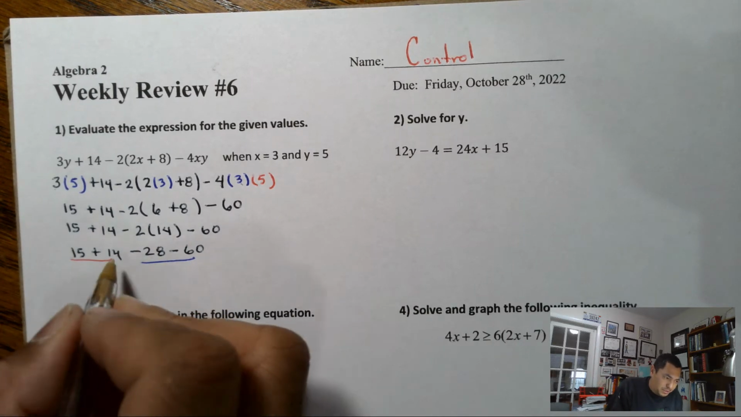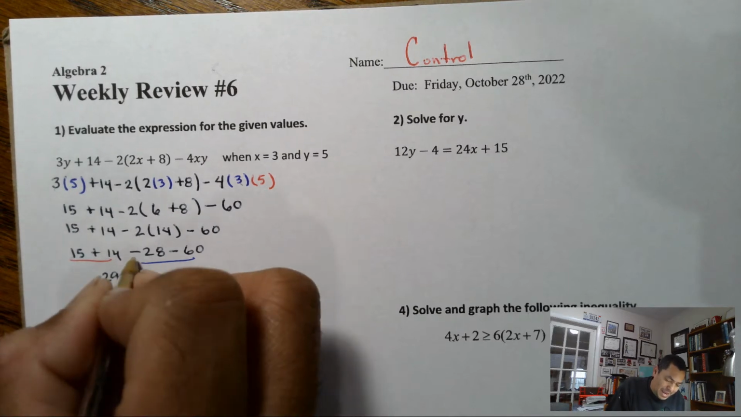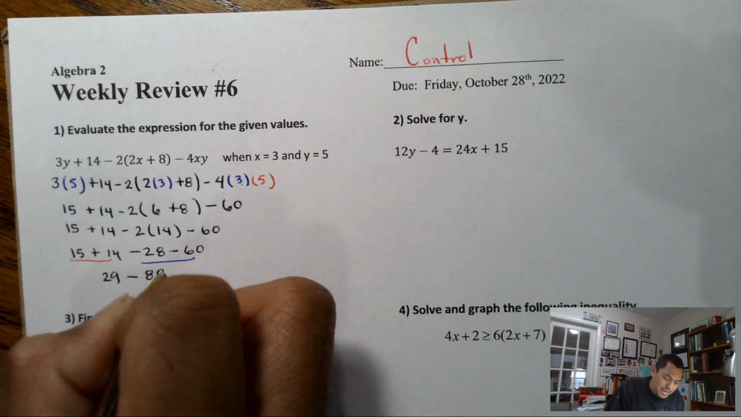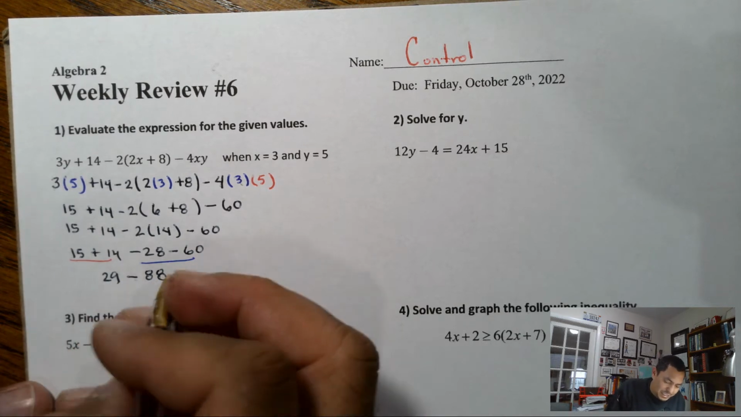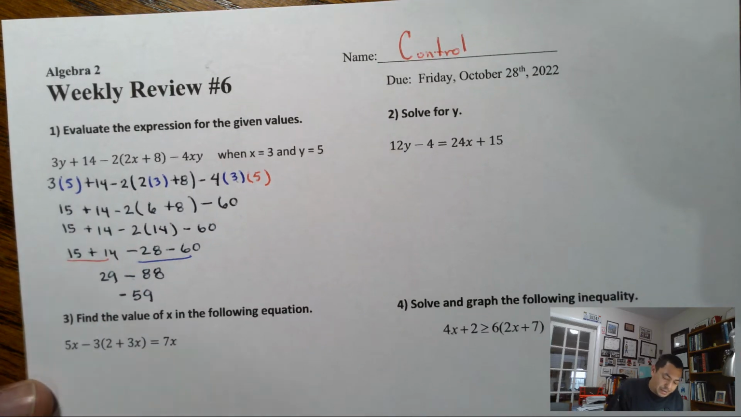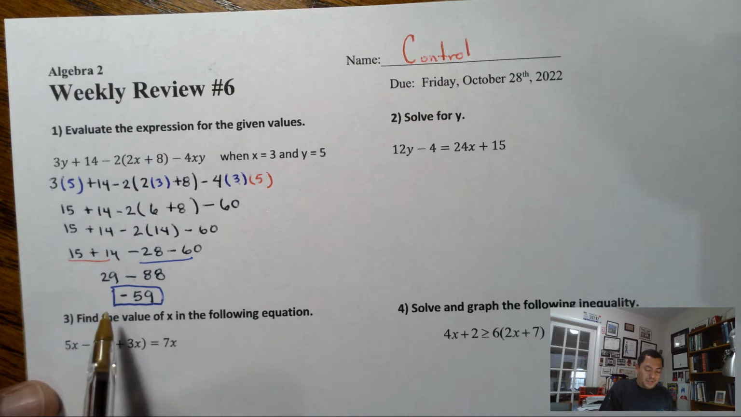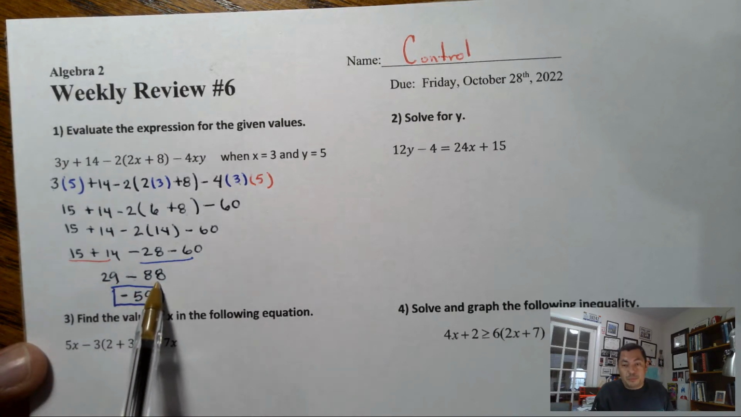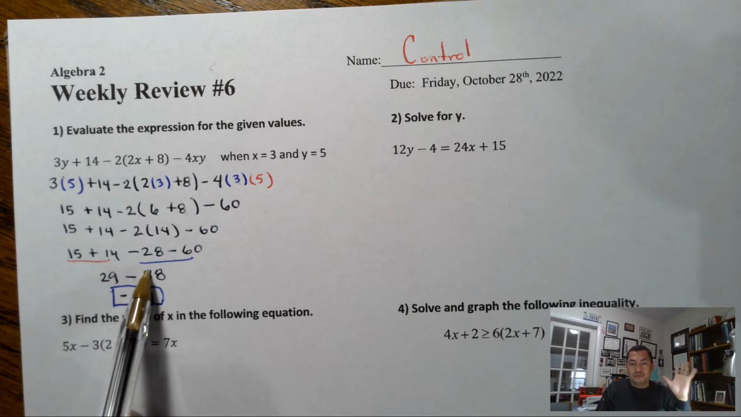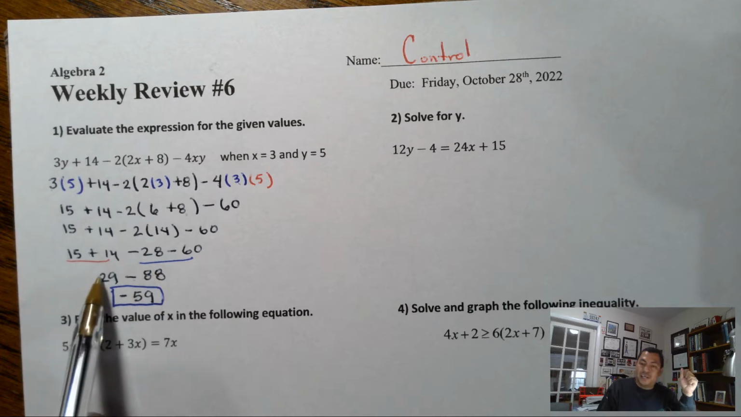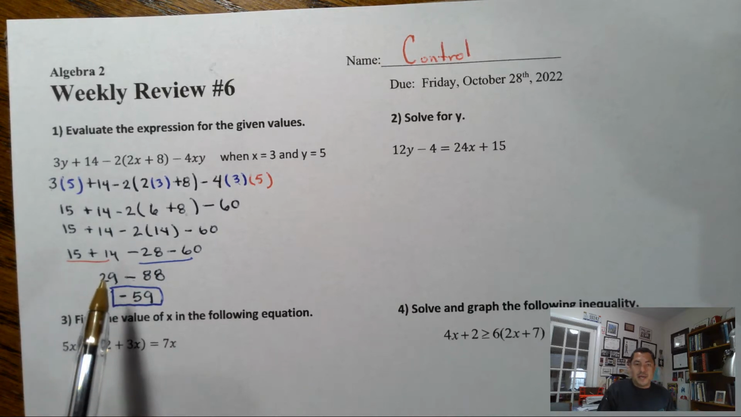So 15 plus 14 is 29. And negative 28 minus 60 is negative 88. So 29 minus 88 is equal to negative 59. And that's the solution that we have for problem number 1. As you can see, 29 minus 88, my solution is negative because the negative number is bigger. So the absolute value is bigger on the negative side. So I will do 88 minus 29, but my answer is going to be negative.